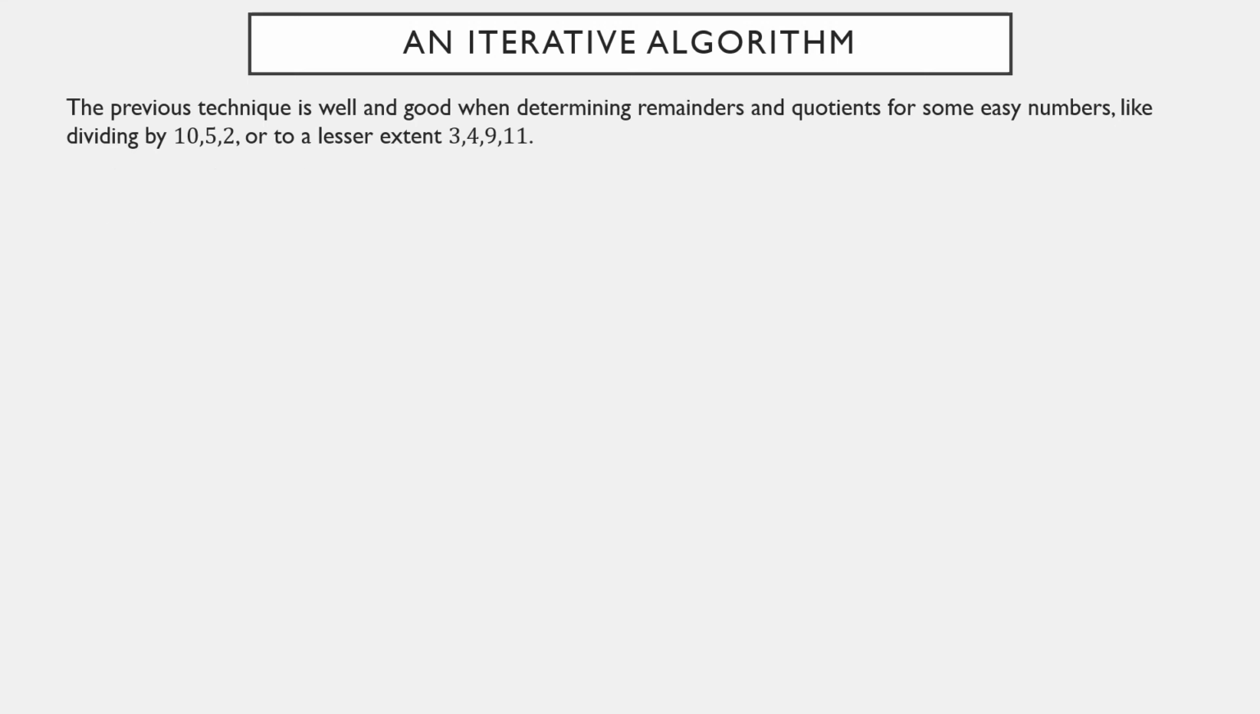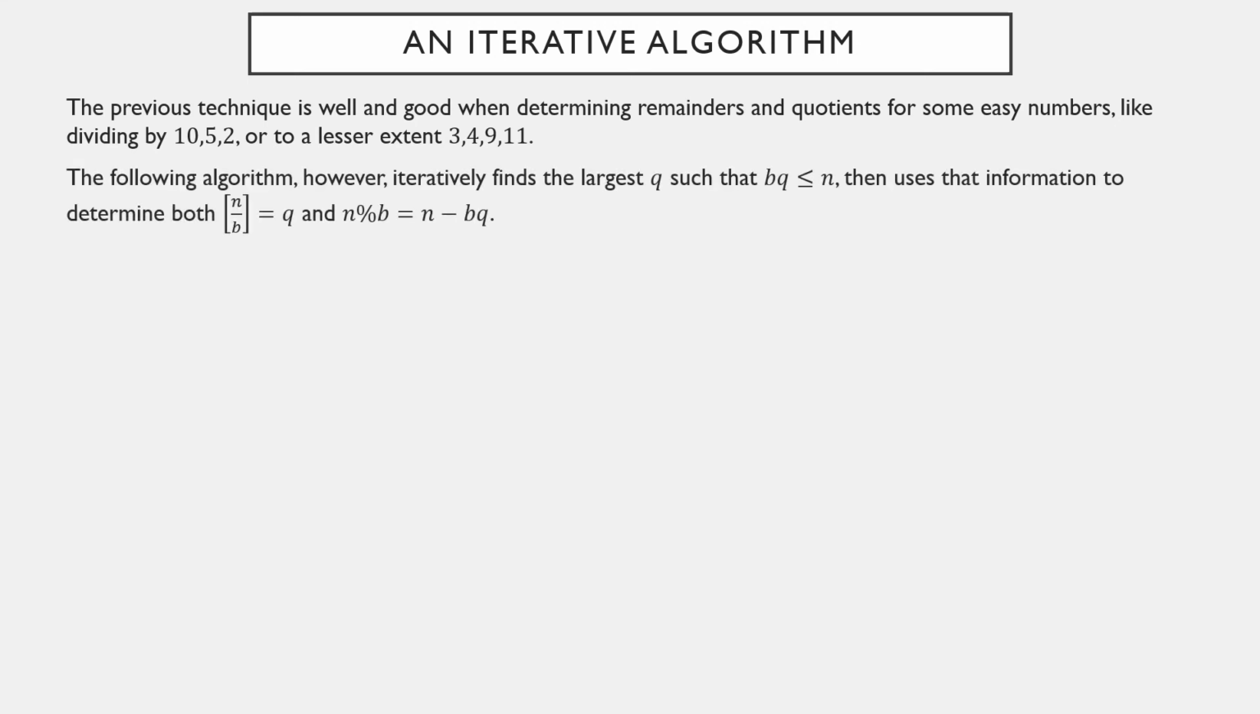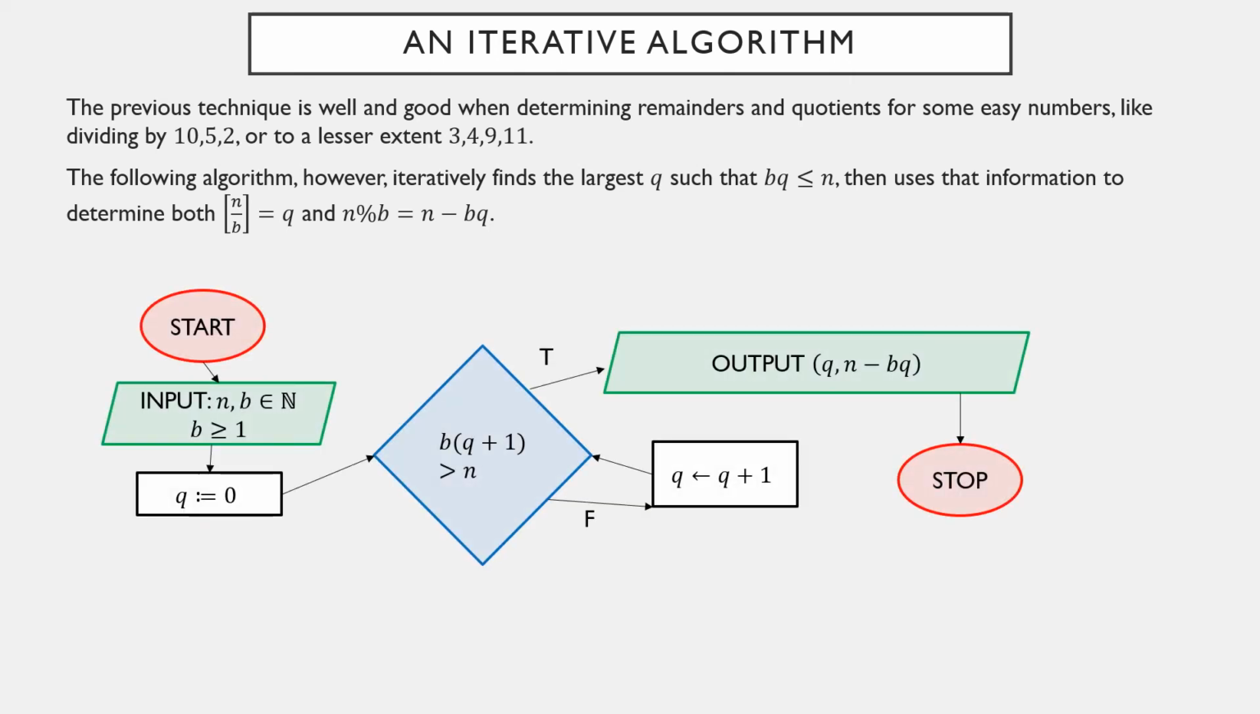But what if I'm trying to set b is equal to 7 or b is equal to 243? Well, then it's going to be a lot harder to just sort of quickly spot what the remainder is supposed to be. But here we're going to have an algorithm that's going to find both the quotient q and the remainder. Okay, so here we have it. And we'll work through it in detail a couple of times.